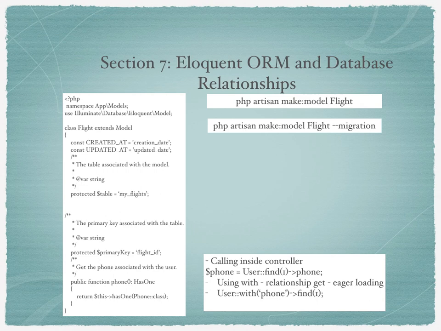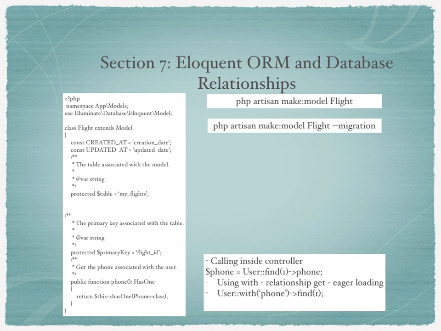If we want to create a model, then we have to use this syntax: php artisan make:model Flight, or you can add whatever name. But if you also want to create a migration file with this, then you can postfix it with --migration, or hyphen hyphen migration, with this PHP syntax. Another thing, how to call this model inside a controller. Basically, mostly we should call the model inside the controller only, not outside. We can also call it outside, but that's not relevant.